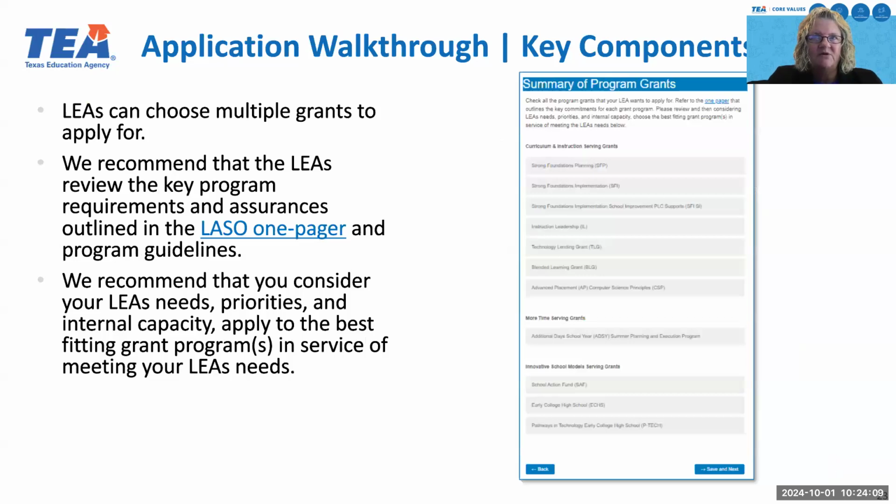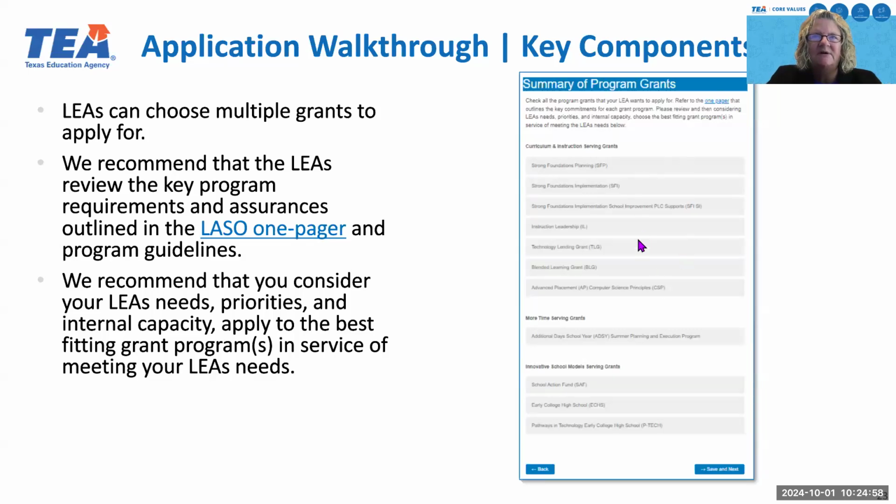So here's another key component. When you get to the summary of grant page, it will give you a link to that one pager. So you don't have to leave the application to go find the information, say, what is the Blended Learning Grant all about? You would be able to click on the one pager, and then it will pop up in a new screen next to your application. This is also where you choose the grants to which you would like to apply. We recommend that you take all the resources that we've provided that are posted on our LASO 3 website, look at your needs, priorities, and internal capacity, and apply to the best fitting grant programs in service of meeting your LEA's needs. As you click on each one of these, it will populate your application.